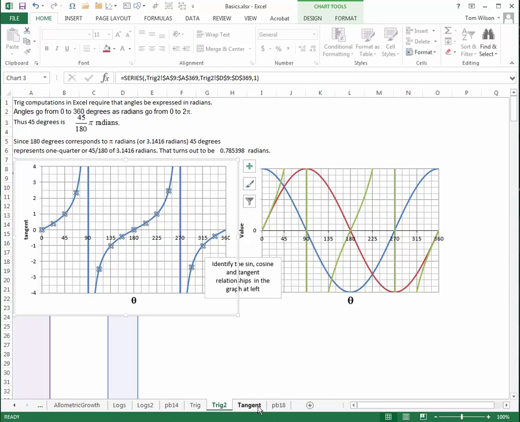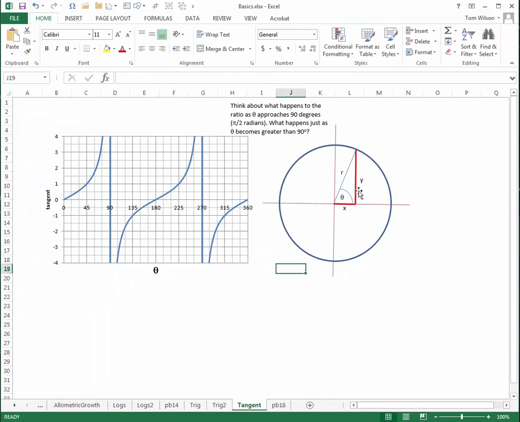The tangent blows up. Why does the tangent blow up? The tangent blows up because it's the ratio of the side opposite over the side adjacent. And as theta gets closer and closer to 90 degrees, y gets closer and closer to r, x gets closer and closer to 0. We're dividing a number by a number which is approaching 0, so the function blows up.